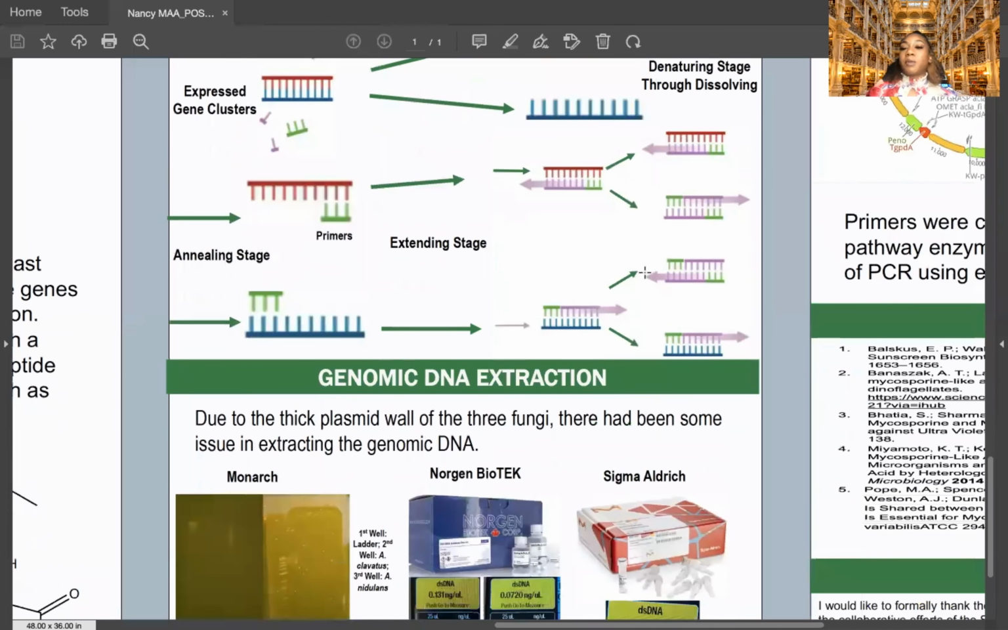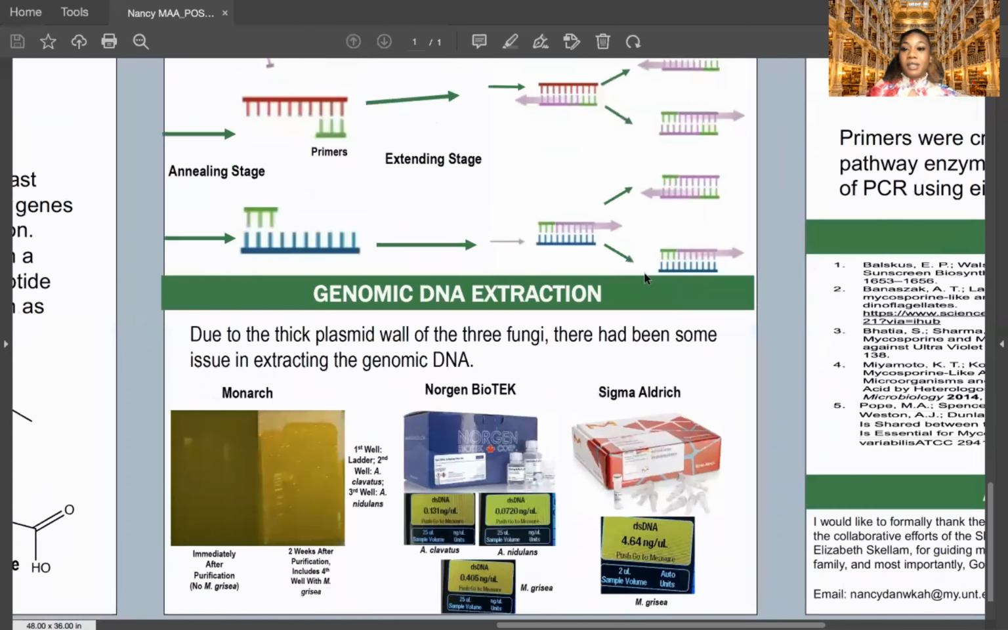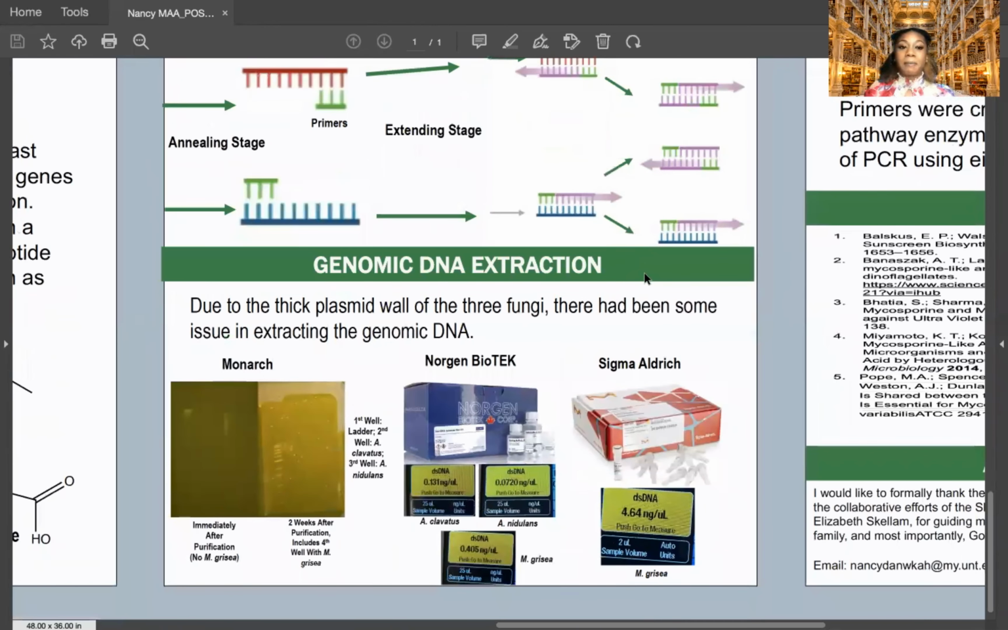The only issue that we had during this process was actually getting the genomic DNA to be extracted from our fungi. Due to the very thick cell wall of these 3 fungi, there were issues extracting the genomic DNA in high amounts without interference, either degradation of the DNA itself or just the inability to actually get the DNA from the fungi amongst the other debris.